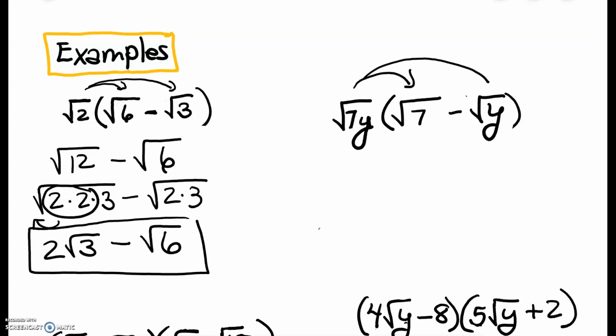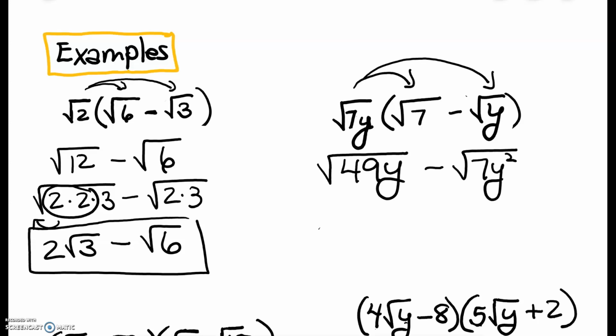So let's try that again. Radical 7y, I'm going to distribute across both of these radicals. So the square root of 7y and the square root of 7, they are the same radical, the same index, because they're both square roots. So I can multiply what's underneath. 7 times 7 is 49y. And then a square root and a square root multiplies to 7y squared. 7y times y is 7y squared.